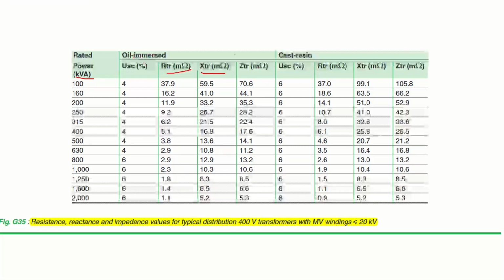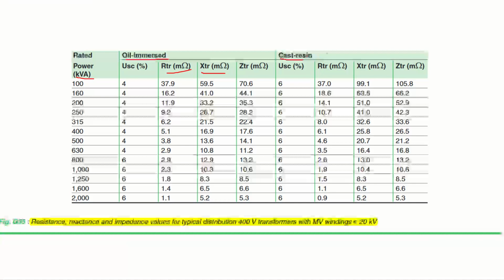And of course, we have two types of transformers, which are oil immersed and cast resin. Oil immersed means that we have oil inside our transformer. Oil will be used to cool the transformer. And cast resin means that the coolant inside our transformer is not oil. In fact, it is air. It is by natural convection of air that we will have the cooling inside our transformer.